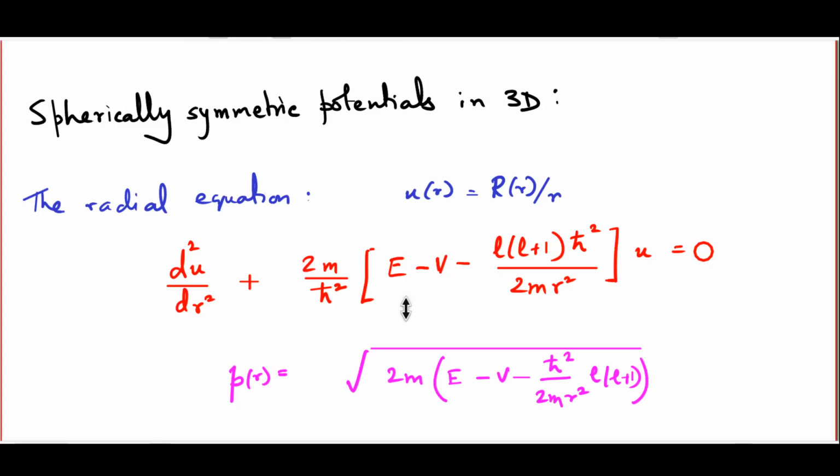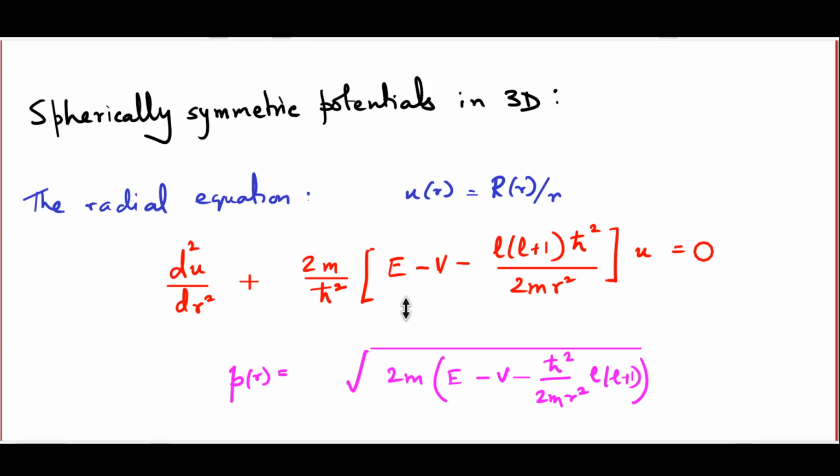So this is exactly the same situation as the one we considered just now. Here p of r will be simply the square root of 2m times E minus the effective potential, that is the potential V, in addition to which you have this centrifugal barrier potential. Using this and the modified Bohr-Sommerfeld quantization condition that we worked out just now, you can actually figure out estimates for energy levels for various problems. Sometimes these estimates turn out to be astoundingly good.